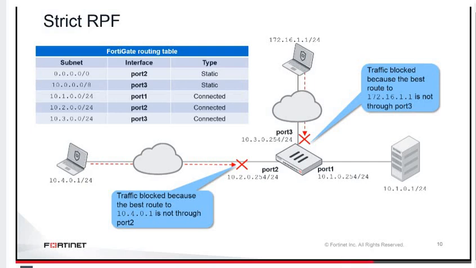The best route to 10.4.0.1 is through port 3. So strict mode accepts traffic from the subnet 10.4.0.0/24 only when port 3 is the incoming interface.